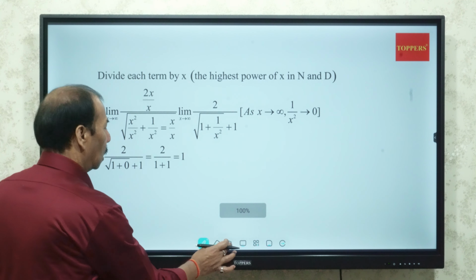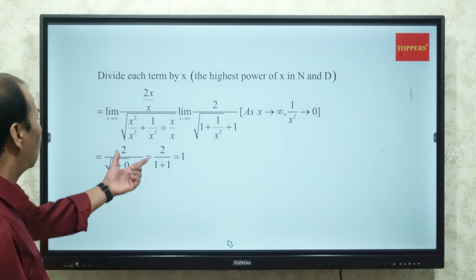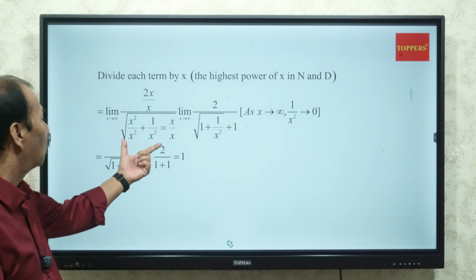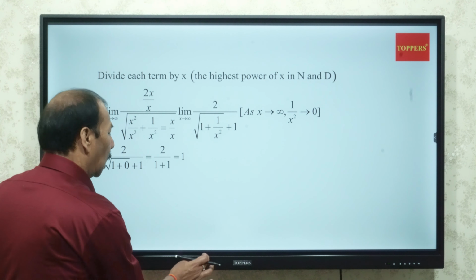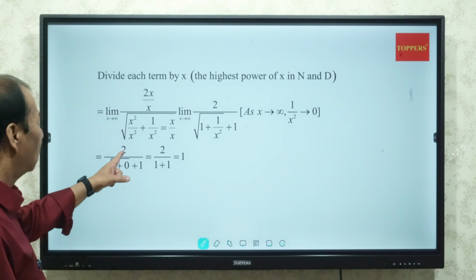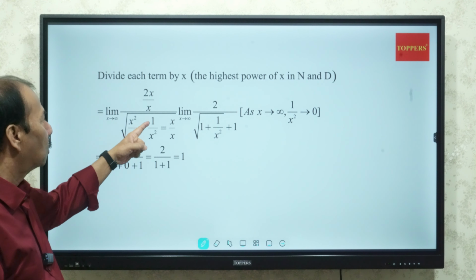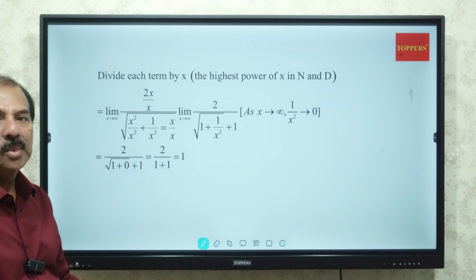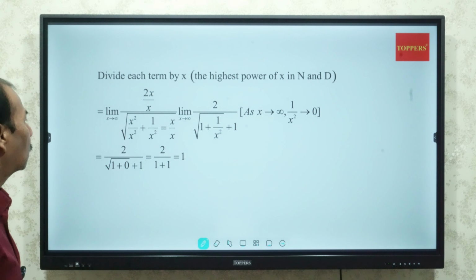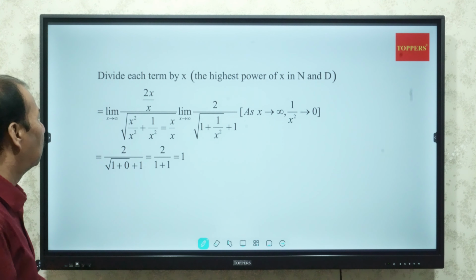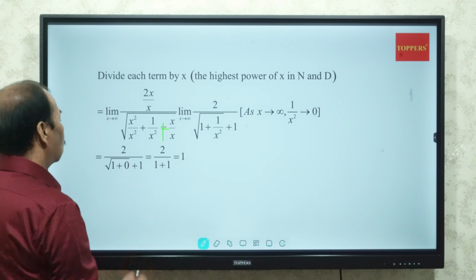this term goes under the square root sign. So once it is under the square root sign, we are having x square upon x square plus 1 upon x square, because x under square root will be considered as x square. So after simplifying, here it is plus sign.